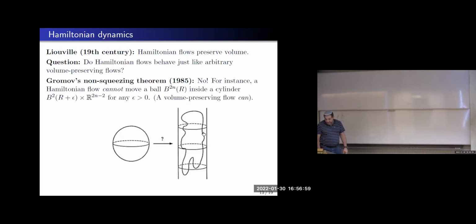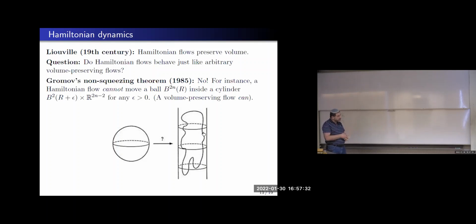And that's the really famous theorem of Gromov, called the Gromov non-squeezing theorem from 1985, which says that no. For instance, here's a phenomenon which happens with volume preserving flows, but doesn't happen with Hamiltonian flows. So you have a round ball in R^2n of radius R, and you want to move it into a cylinder. A cylinder in this case is a two-dimensional ball of a slightly larger radius, R plus epsilon for any positive epsilon, times R^(2n-2).